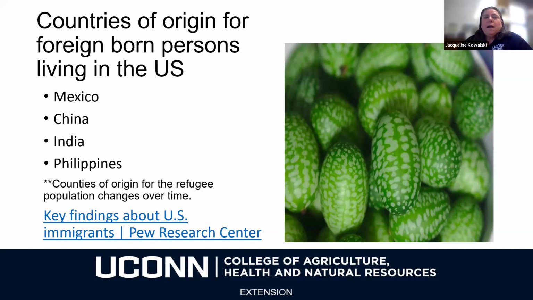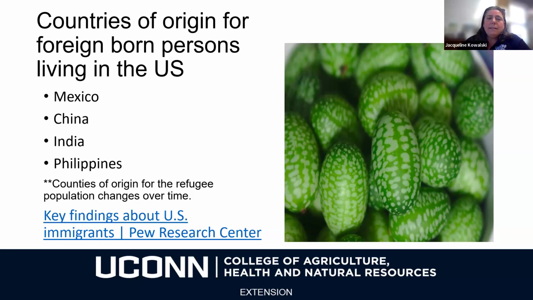25% of the persons who are foreign-born and living in the US are from Mexico. About 12% from China, 6% from India, 6% from the Philippines. However, if you take Asia as a whole, all the countries in Asia, that percentage is about 28%. If you group Africa, if you group the Caribbean, you'll see that we have folks that are coming here all the time. The countries of origin for the refugee population change over time.